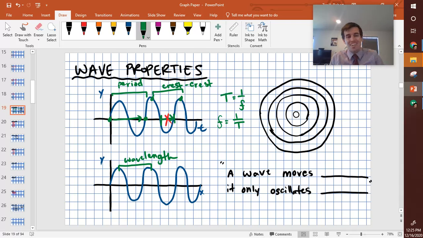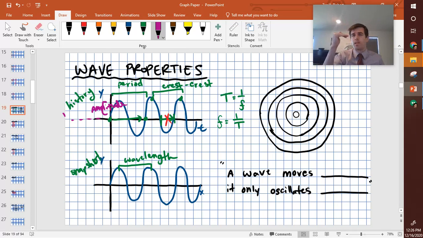So using the snapshot graph, you can get wavelength. Using this one, which is called a history graph, you get period. There's one other piece of information that's actually available on both graphs, and that is the amplitude. That's how high, if it was an ocean wave, that's how high and how low it goes. And amplitude is always measured from the equilibrium position up or from the equilibrium position down. So amplitude is either up to the crest or down to the trough.